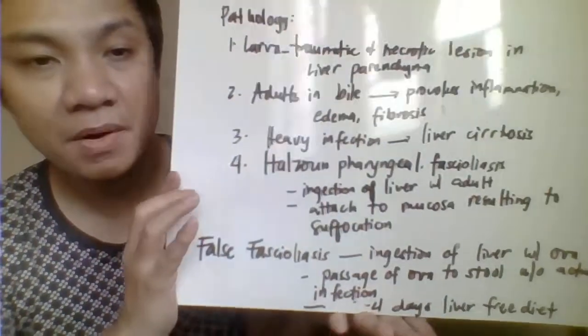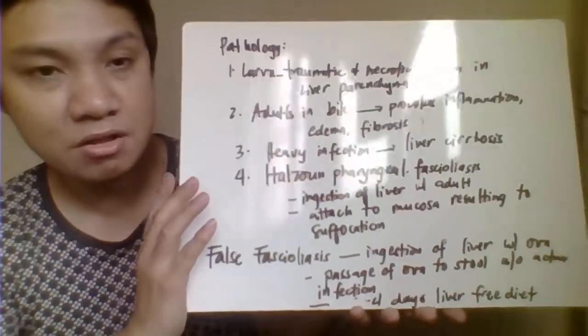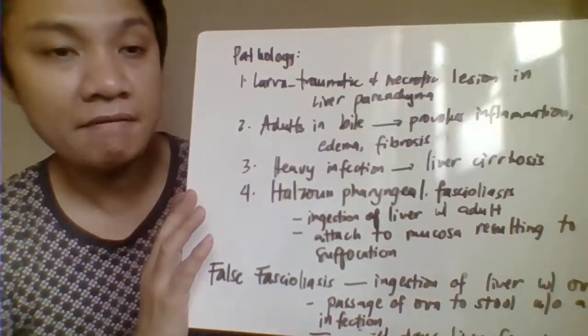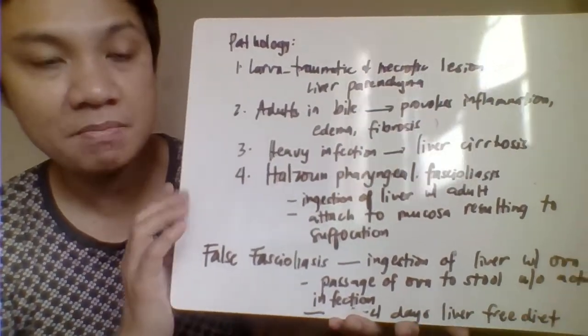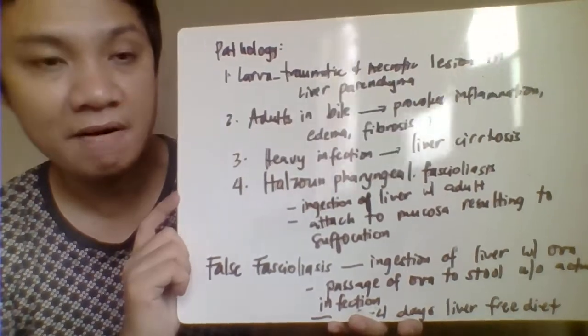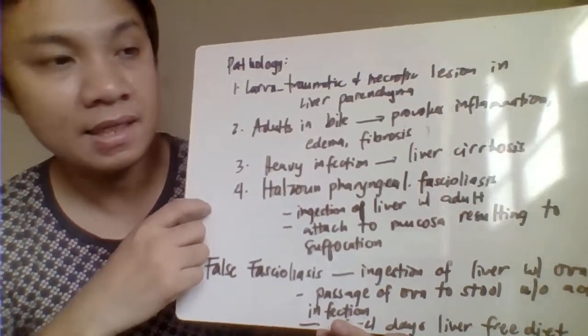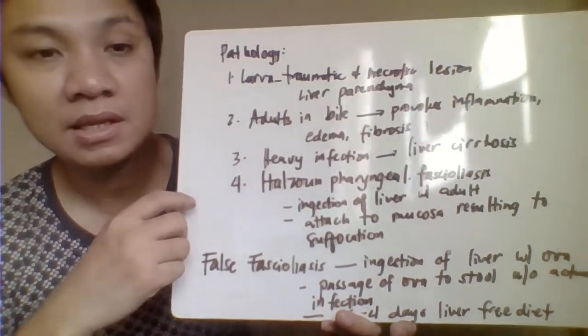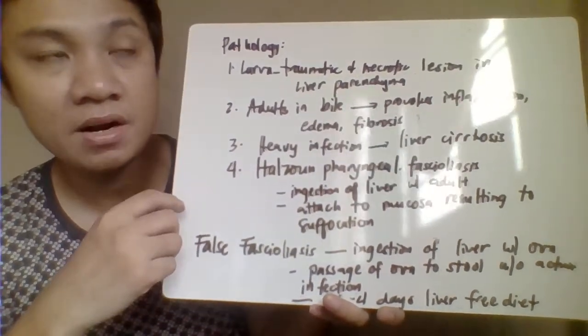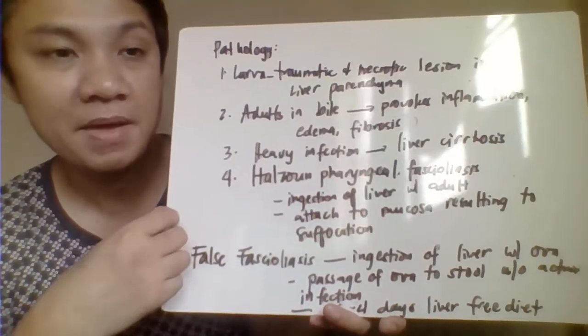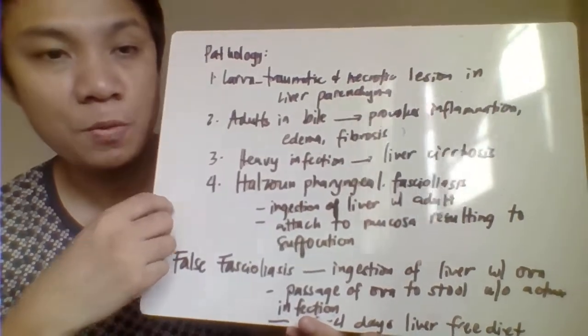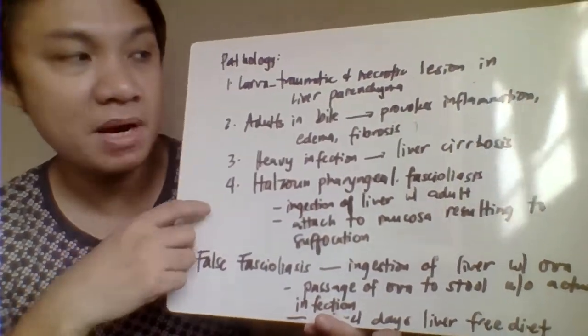Okay, we have here the pathology. This is pathology related to Fasciola hepatica infection. So the first one, we have the presence of the migrating larva, which causes a traumatic and necrotic lesion in our liver, causing liver damage. Basically, it infects our liver parenchyma.